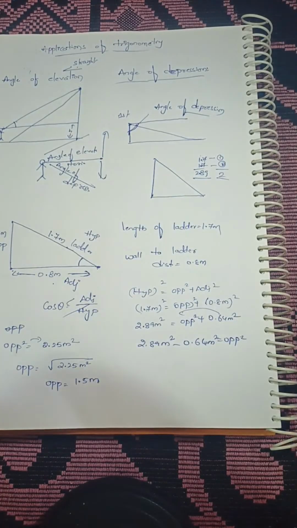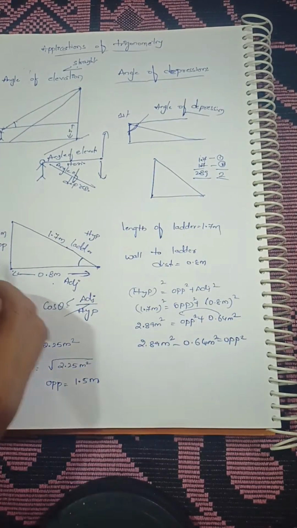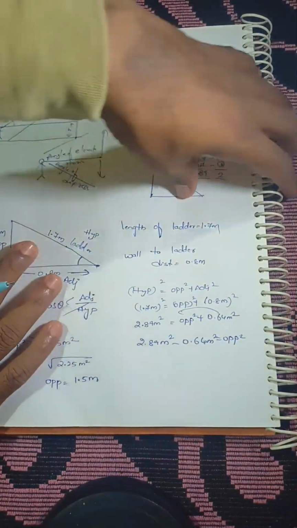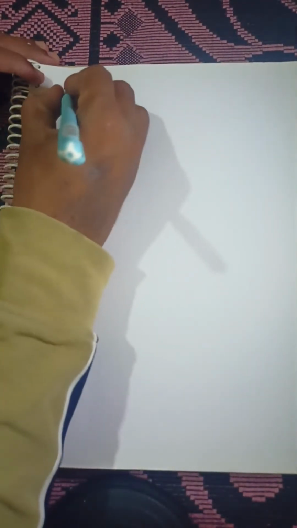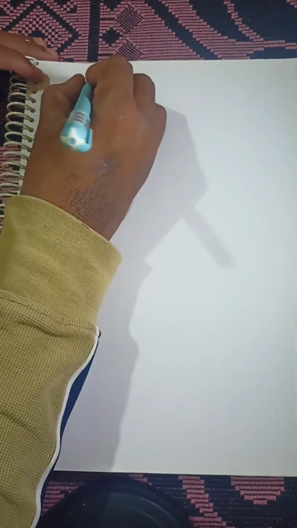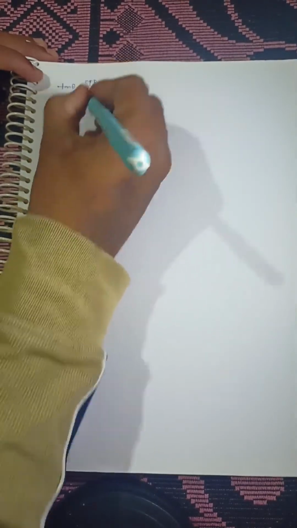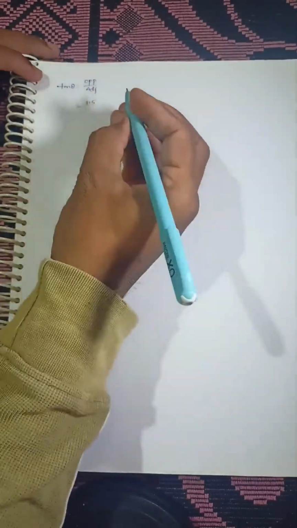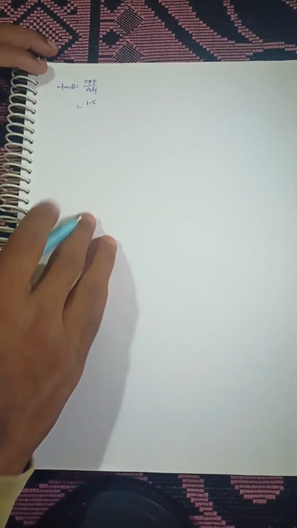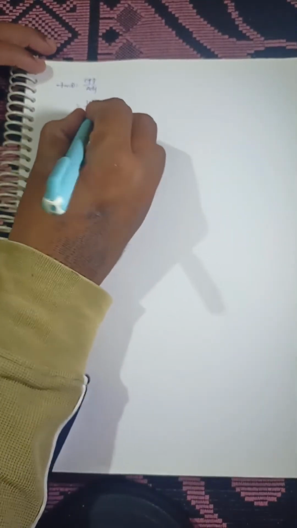Now we are going to find out the value of this one. Opposite by hypotenuse. Sorry, opposite by adjacent side we have to find out. So we can take sine, cos, tan, whichever we need. We are taking tan theta. Tan theta value is opposite side by adjacent. What is the opposite value? 1.5. What is the adjacent value? 0.8.